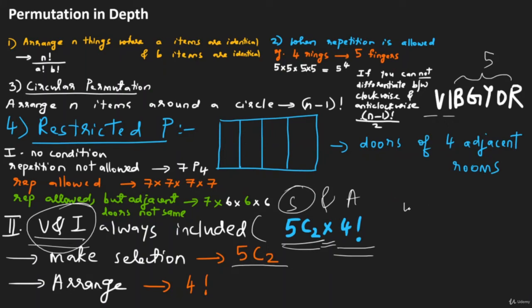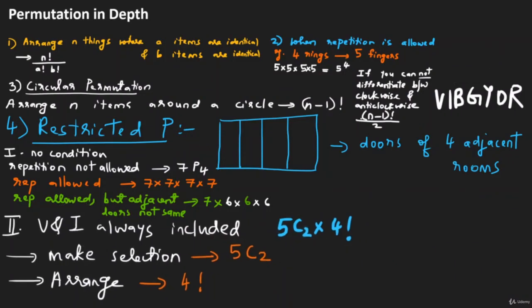What is 5C2? It's 5 into 4 by 2. What is 4 factorial? It's 4 into 3 into 2 into 1, which is equal to 24. Therefore, 5C2 into 4 factorial is equal to 24 into 10, which is equal to 240, which is your answer when V and I is always to be included and repetition is not allowed.